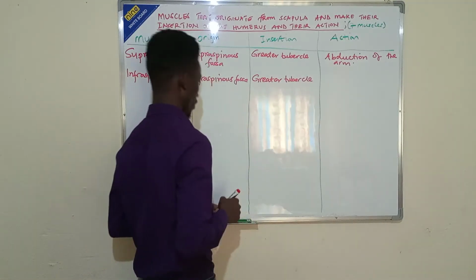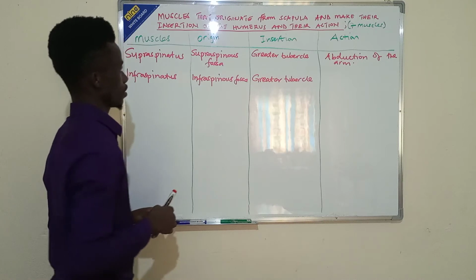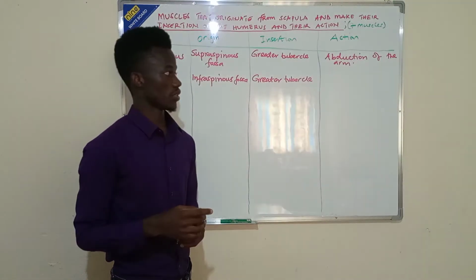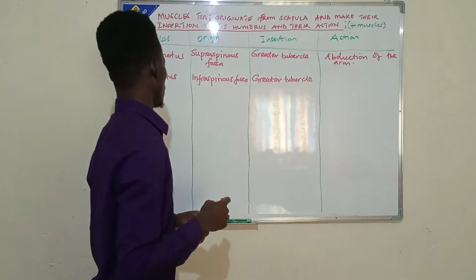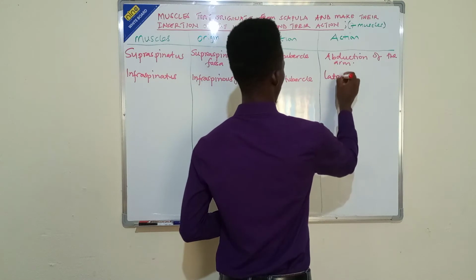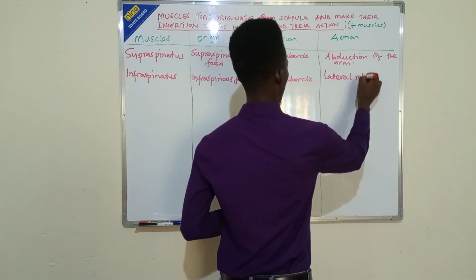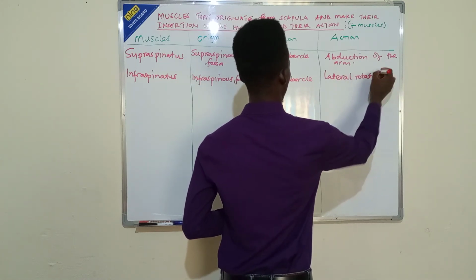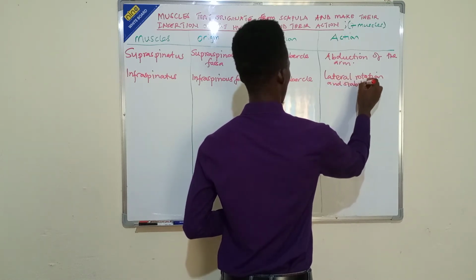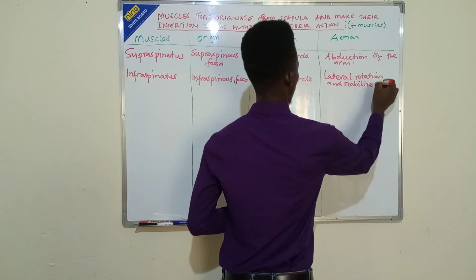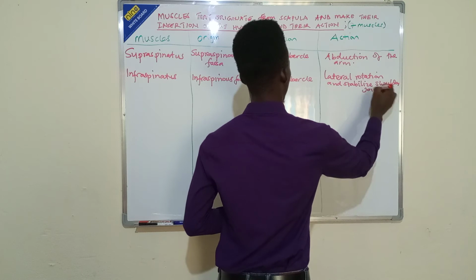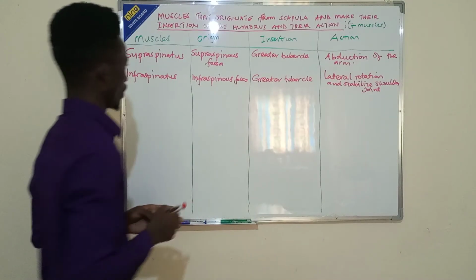And what's the action of this? It makes its insertion onto the greater tubercle of the humerus, and during the action, it causes what we call lateral rotation, and also stabilizes the shoulder joint. So those are 2 muscles so far, remaining 5.